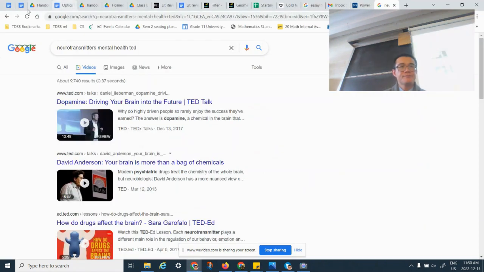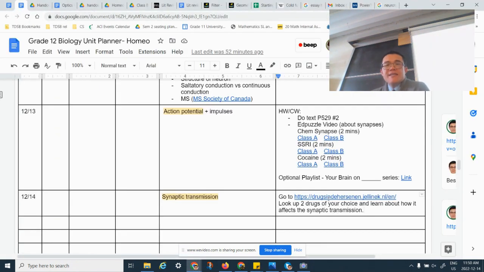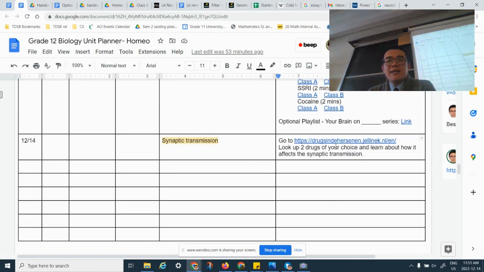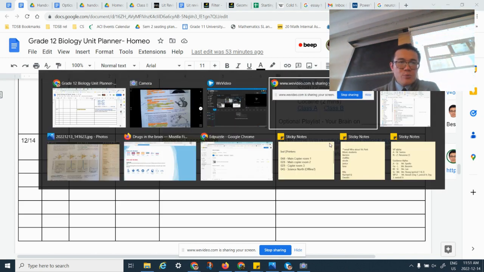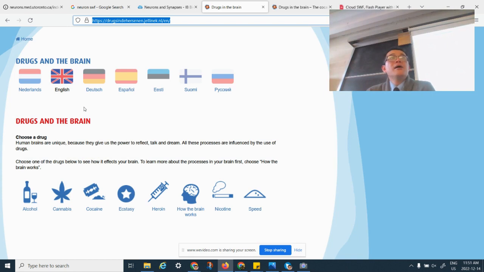But there is a link here on the unit planner. Basically, this will take you to a website. Originally, it's in Dutch. Select English or whatever language you prefer. I want you to pick two drugs of your choice on this website and look up how each affects synaptic transmission, because this is the mechanism of action for a lot of drugs.